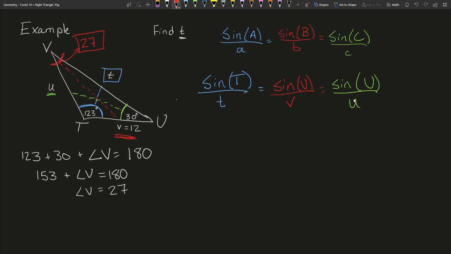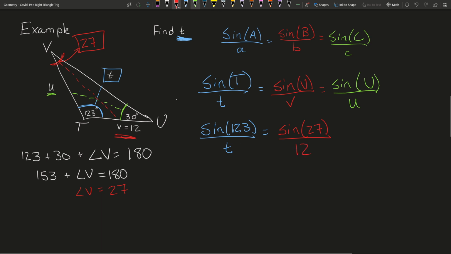All right, so then we can plug in what we have and see what we don't and see what we need. And keep in mind, throughout all of this, we're trying to find this t. We're trying to find that side length. So if we start, we have sine of 123 divided by the side length of t is equal to the sine of v, which we found to be 27, over its opposite side length, which is 12. And that is equal to the sine of 30 over its opposite side length, which we do not know.